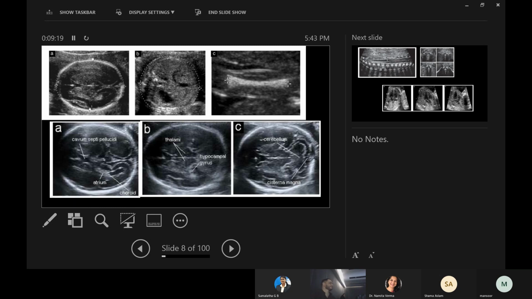Now, measurements. Some people give too many measurements in the reports. Some people give only the biometry. So as per the ISUOG guidelines, you have to give the biometry and the measurements of the lateral ventricle, transcerebellar diameter, and the cisterna magna. This is all the mandatory measurement that is required. Apart from this, if you are giving more measurements, that is your choice, but it is not mandatory.